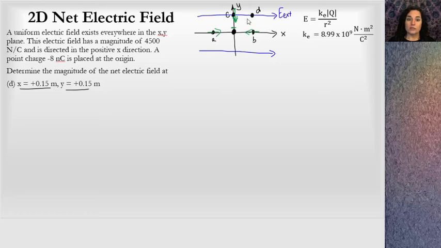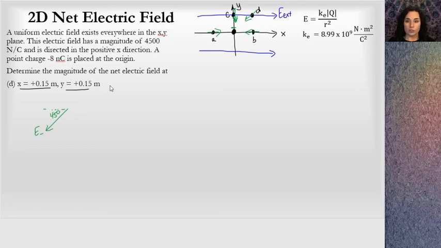Point D has a different radius than the other ones. All of these were 0.15 meters. This one has a different radius. You can see that here. And the electric field due to the negative charge is going to be pointing towards it in this direction. And it's a square, right? 0.15, 0.15. So when I draw that vector, over here, right there, I know this is a 45-degree angle, and I'm going to call this E negative.